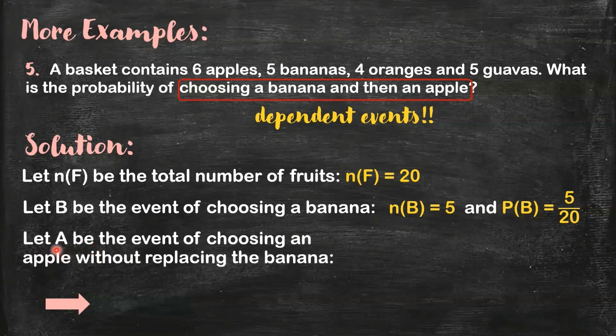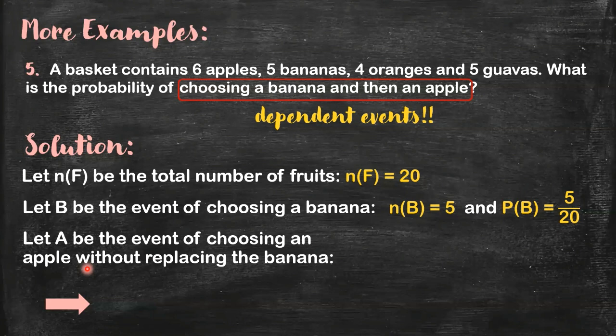What is our second event? Here, we let A be the event of choosing an apple without replacing the banana. Ibig sabihin, hindi natin ibinalik yung banana. Okay? A for apple ha, B for banana. Okay, sige nga, what is n of A? So, ilan ang apples? 6.